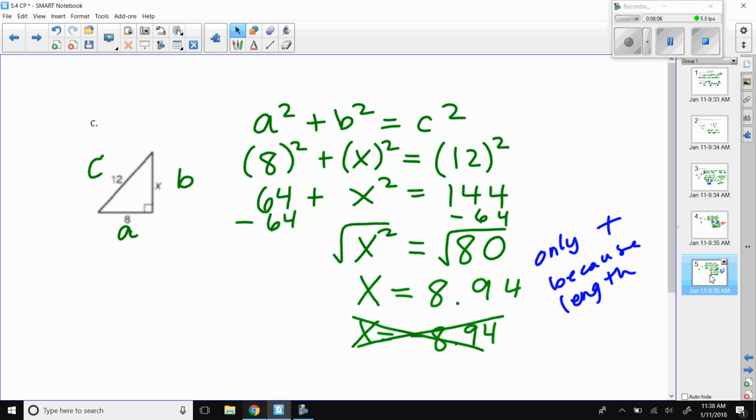Okay? So you have some classwork to do attached with this. I'm finding some more of the sides.